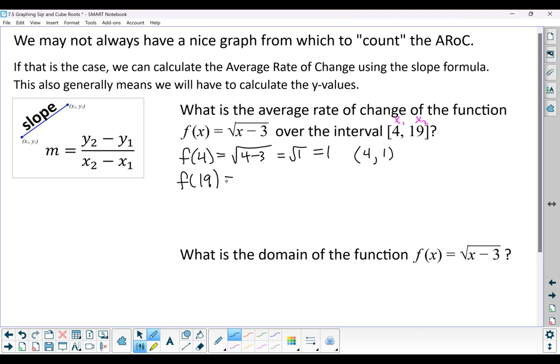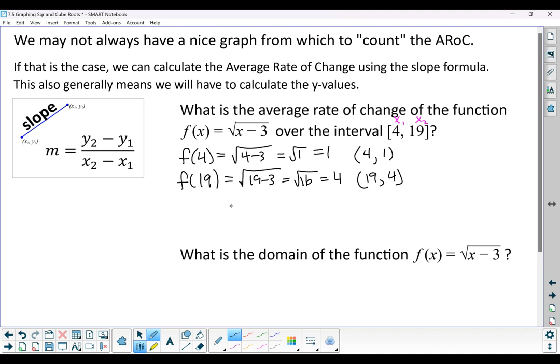f of 19 is the square root of 19 minus 3. That's the square root of 16, which is 4. So our graph also goes through the point, oh, careful, our x value is 19 and our y value is 4. So we had to calculate our y values in order to figure out the average rate of change.